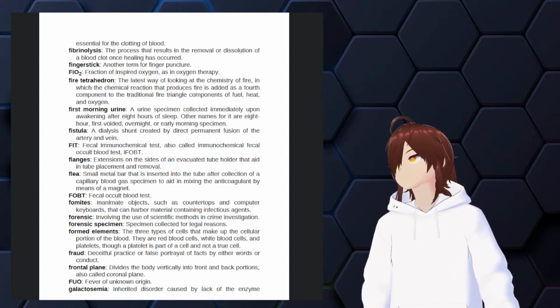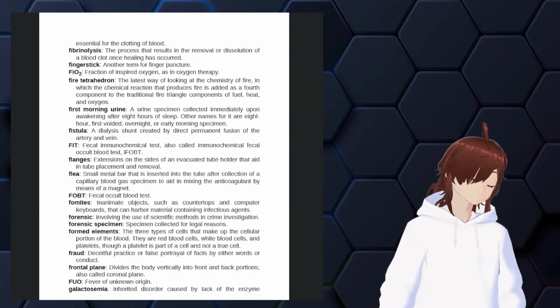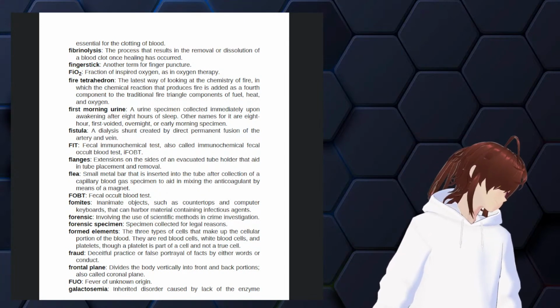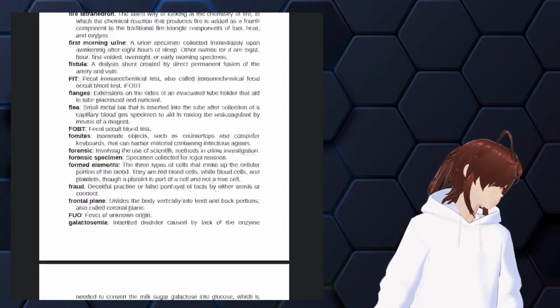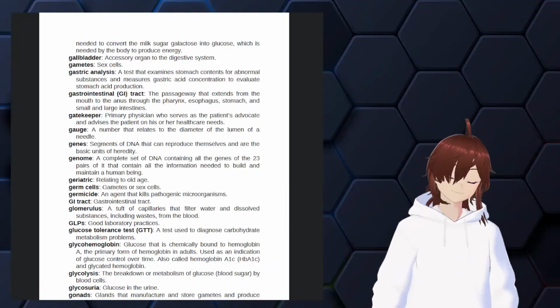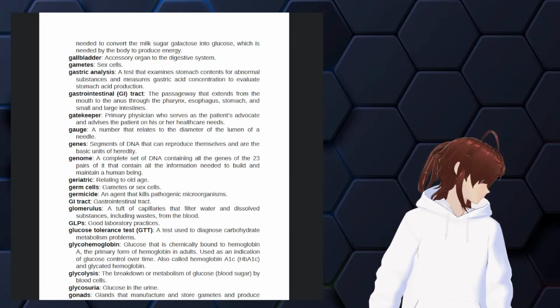Fraud, the deceitful practice or false portrayal of facts by either words or conduct. Frontal plane, divides the body vertically into front and back portions, also called coronal planes. FUO, fever of unknown origin. Galactosemia, inherited disorder caused by lack of the enzyme needed to convert the milk sugar galactose into glucose, which is needed by the body to produce energy.